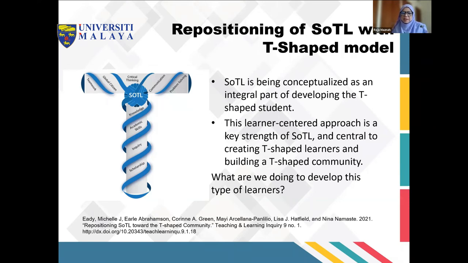So that is where we start SoTL work, looking at the students. If we feel, for example, looking at this T-shaped student, that our students are not thinking critically, what can we do about it? So that's a good start. You have to start reading the literature on critical thinking, how to make students think critically, and what strategies and techniques to use. Then you redesign your course or your assignments to make sure that critical thinking happens.